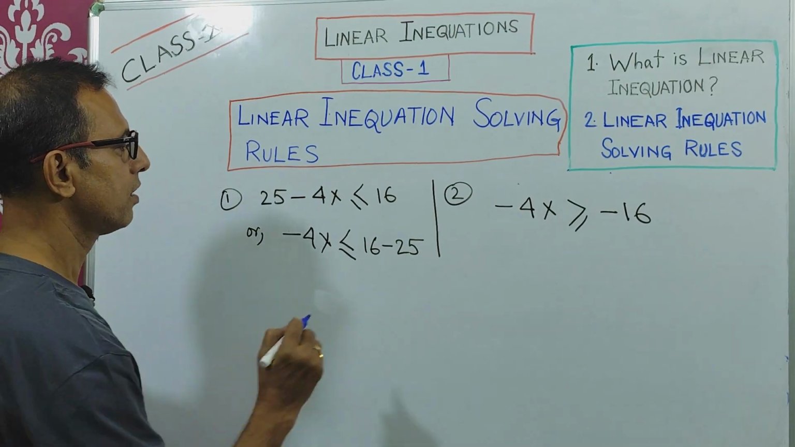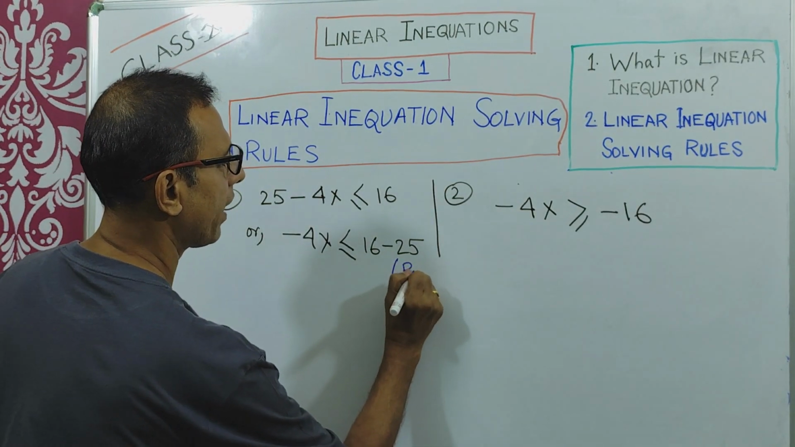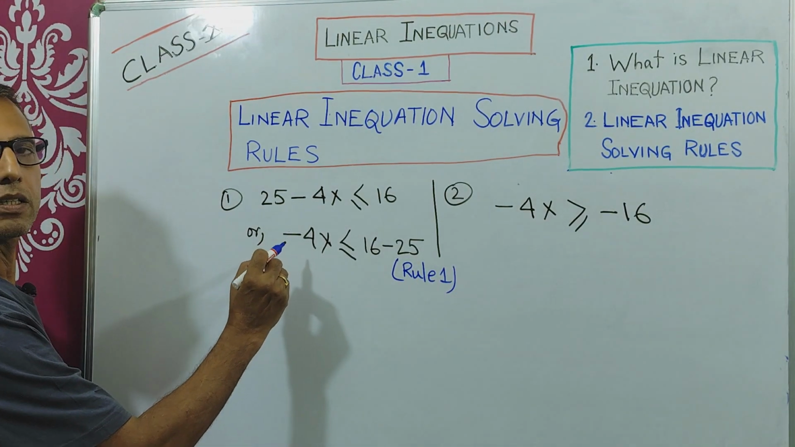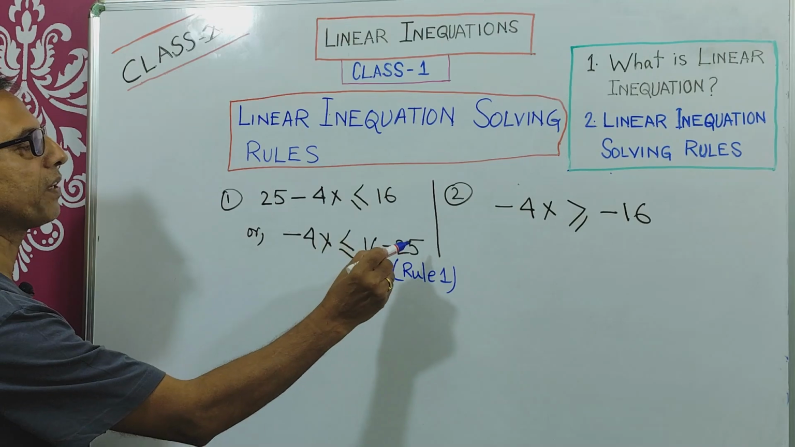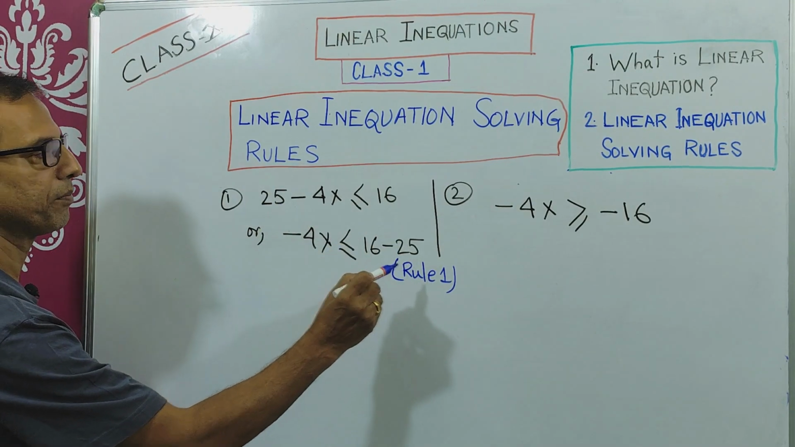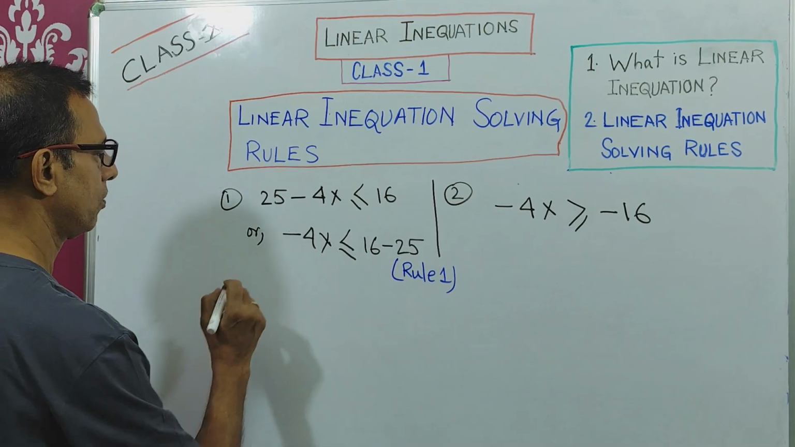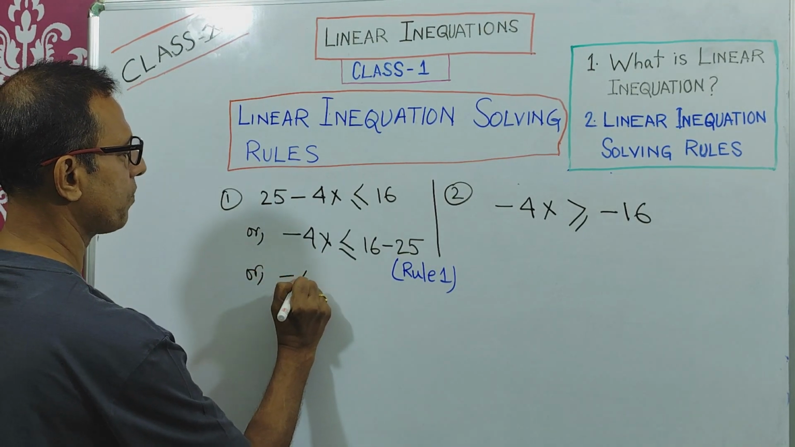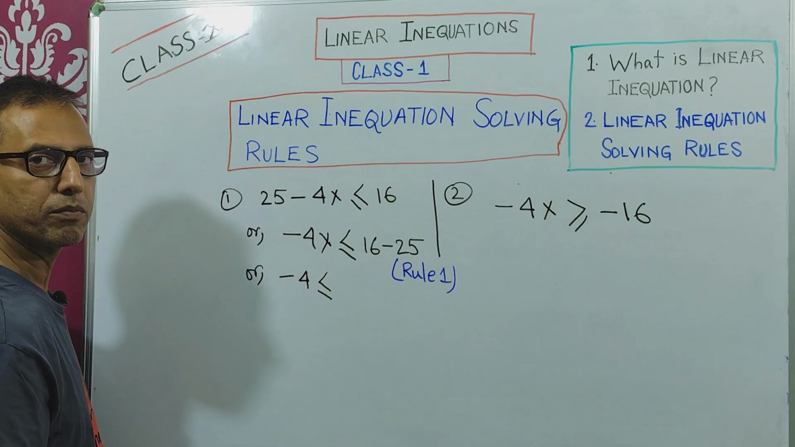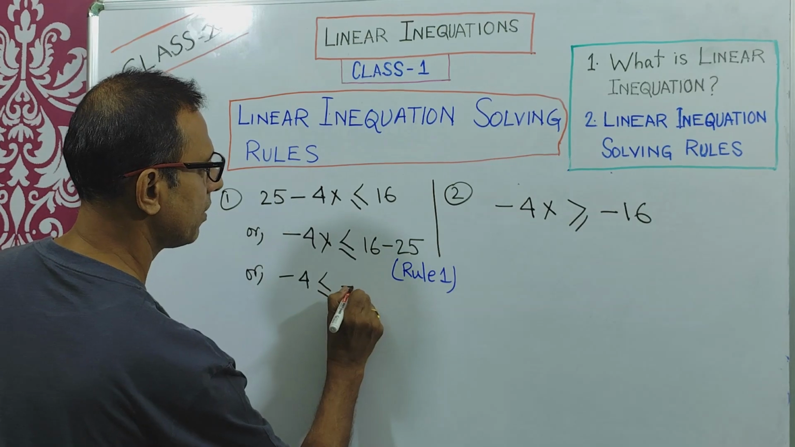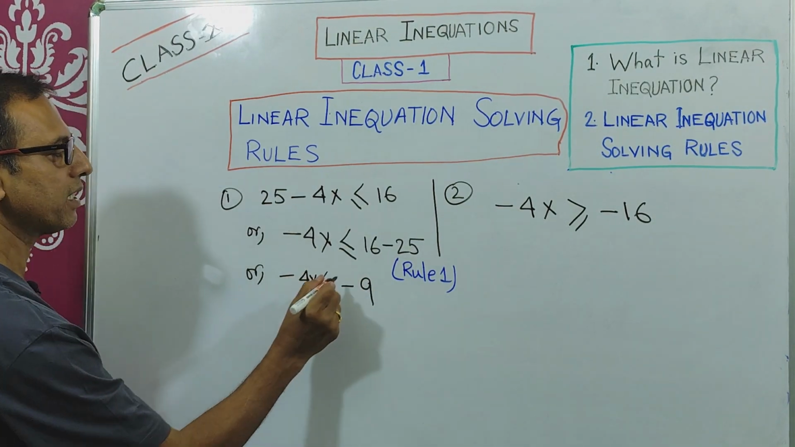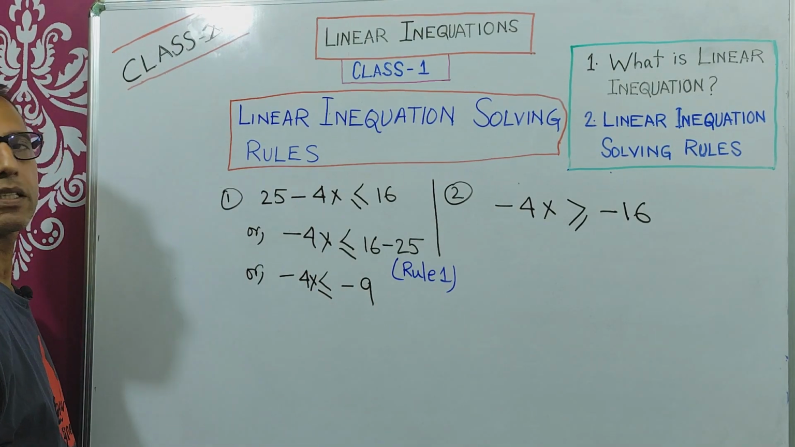That means it is rule number 1, as I explained in this video. Rule number 1 means if you are changing the side of a term, the sign of that term will be changed. So plus 25 to minus 25, right? So now minus 4x less than equals to 16 minus 25. What will be the value? Minus 9. So minus 4x less than equals to minus 9.